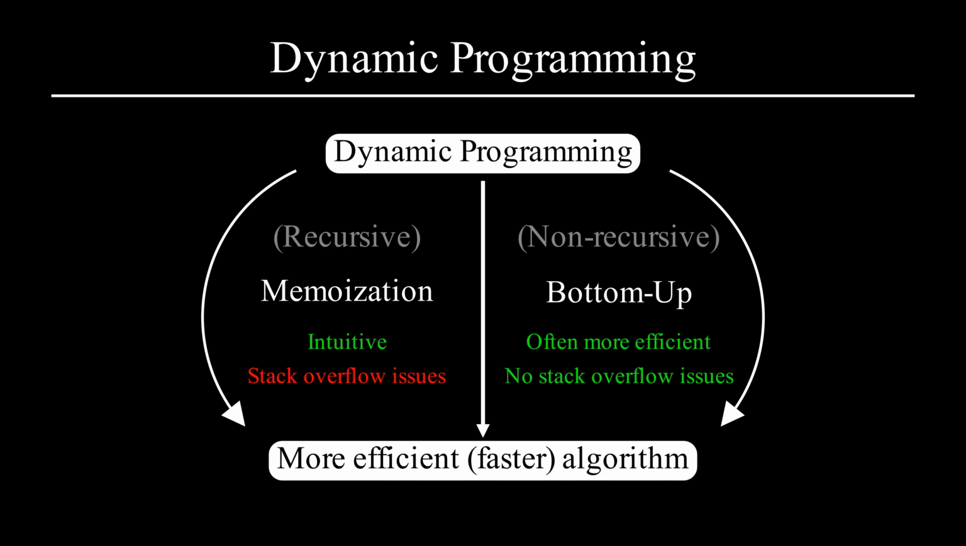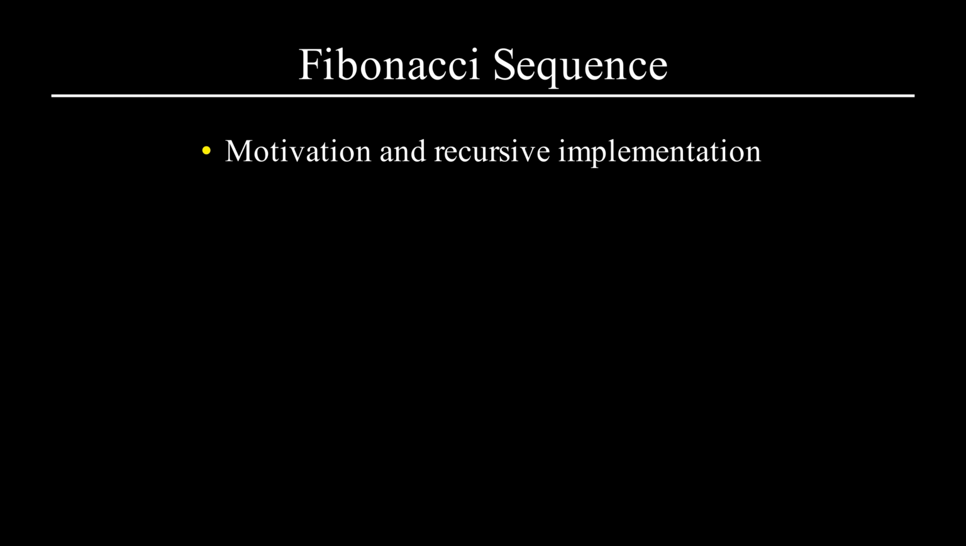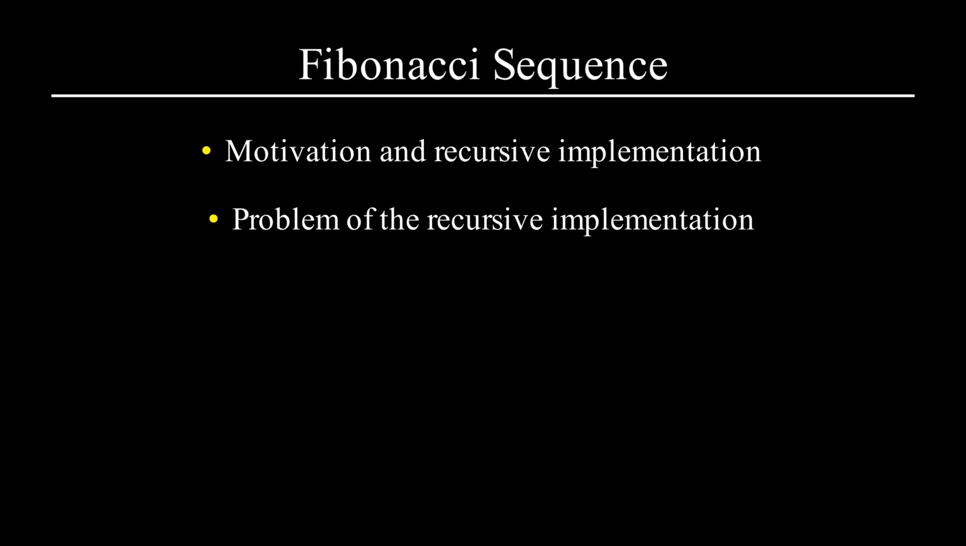For this video, I chose the famous problem of the calculation of a Fibonacci number that we will solve with dynamic programming as an example. We will start with a motivation of the Fibonacci sequence and then we will pass smoothly over to the recursive implementation of a function that returns the nth Fibonacci number. In the next part, we will investigate the problem in terms of efficiency of this implementation. Afterwards, we will solve this problem with memoization and with a bottom-up approach.